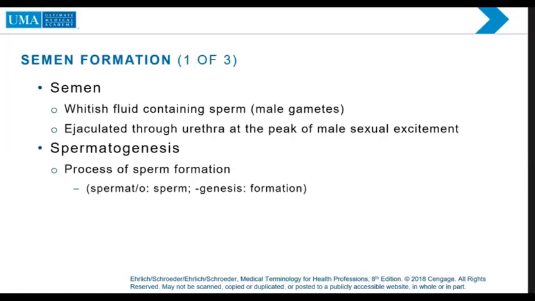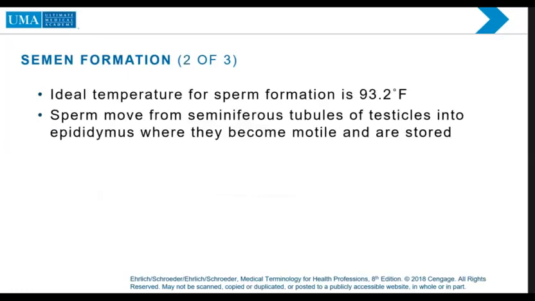Semen and semen formation. Semen is the whitish fluid containing sperm, or male gametes. It's ejaculated through the urethra at the peak of male sexual excitement. Spermatogenesis is the process of sperm formation. You see the combining forms here: spermato for sperm and genesis for formation. The ideal temperature for sperm formation is 93.2 degrees Fahrenheit.